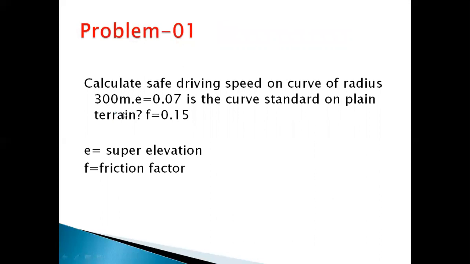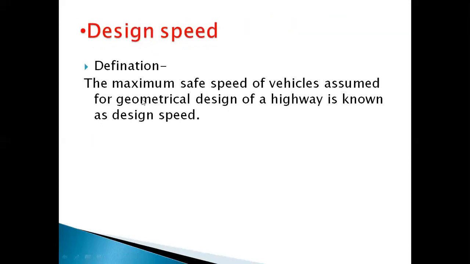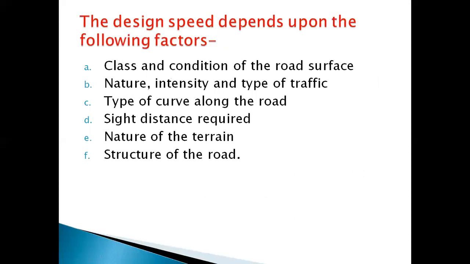We discussed this point in the previous lecture. What is meant by design speed? The maximum safe speed of vehicles assumed for geometrical design of highways is called the design speed. It is the safest speed for vehicles on the roads.